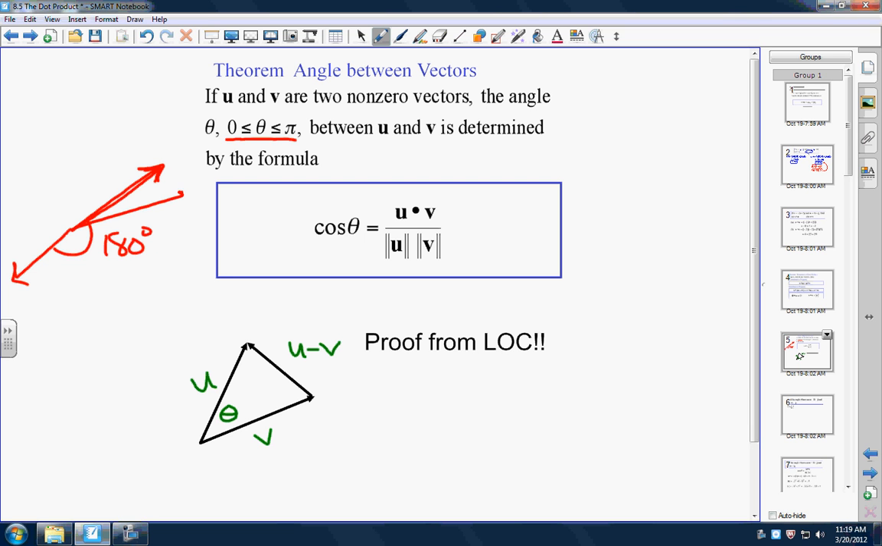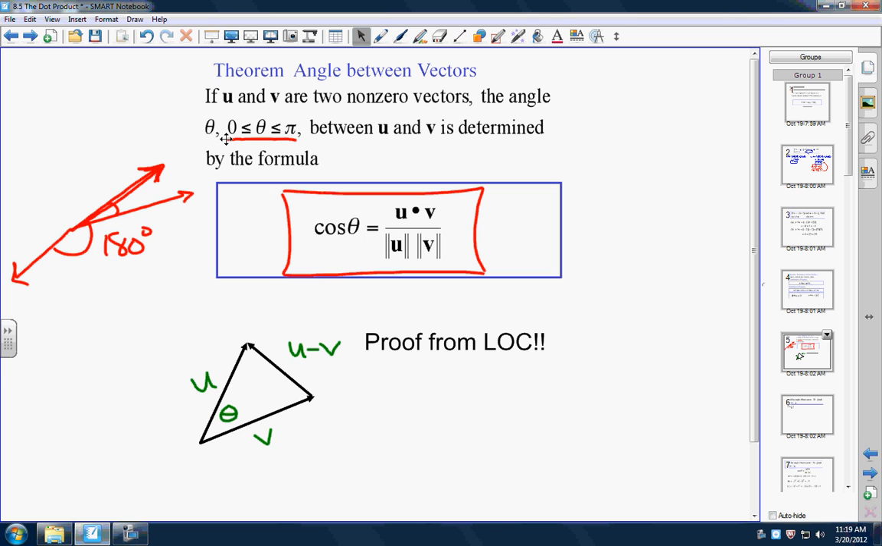It could be, you know, a little vector here with a smaller angle in there. The furthest it can be away is 180. Here's the formula. To find the angle in between it, we're going to say cosine of theta is the dot product of the two vectors divided by their two magnitudes multiplied together. The proof's actually really cool because it uses something you guys know.